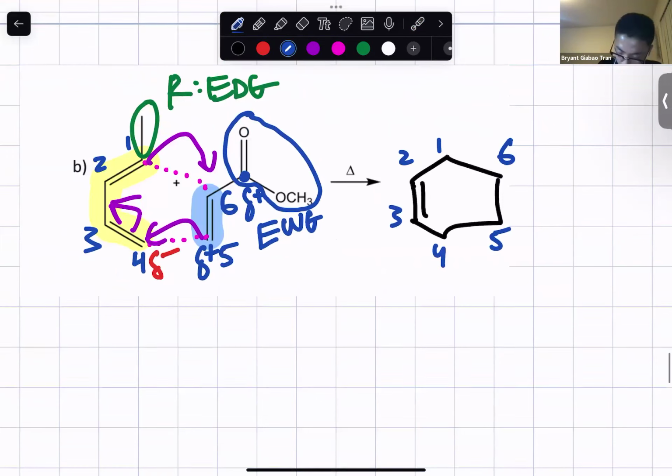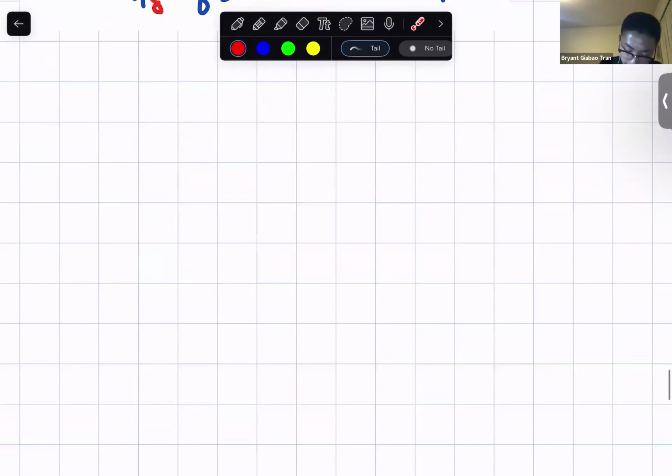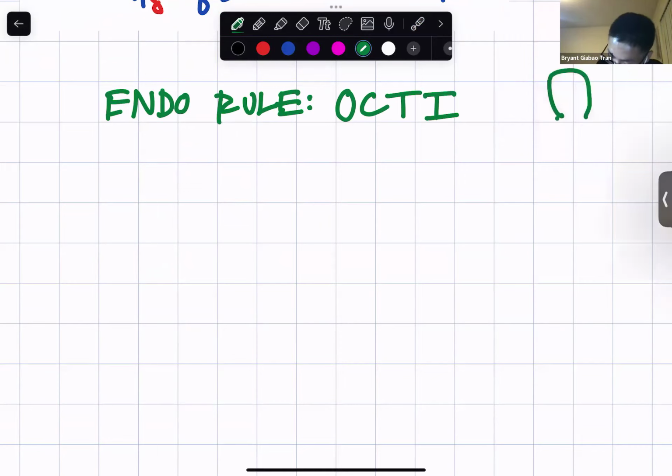Now, this methyl group was on an sp2 carbon, but now it's on an sp3 carbon. This EWG was on an sp2 carbon, now it's on an sp3 carbon. To tell what they are in relation to each other, this is going to be the endo rule here. So here's a shortcut for the endo rule. Think of octi, or it kind of sounds like an octopus, right?